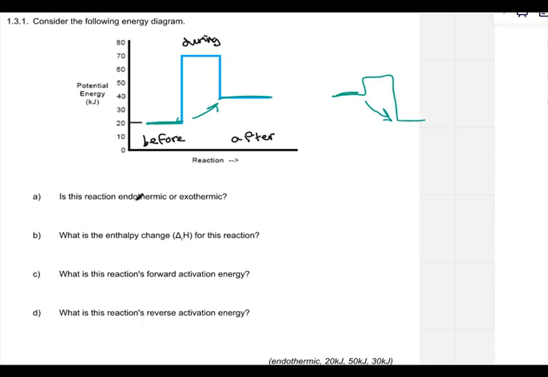Endo sounds like into, like energy going into the chemicals. Exo sounds like exit, like energy coming out of them. So this reaction, because it goes low to high, is endothermic. Next question, okay, how much is the energy change? We said the energy went up, but how much did it go? It went from 20 up to 40, so our enthalpy change is plus 20 kilojoules. If it dropped, if you had a diagram that went like that, then we'd say we were higher here, lower here, and so our delta H would be a negative number.